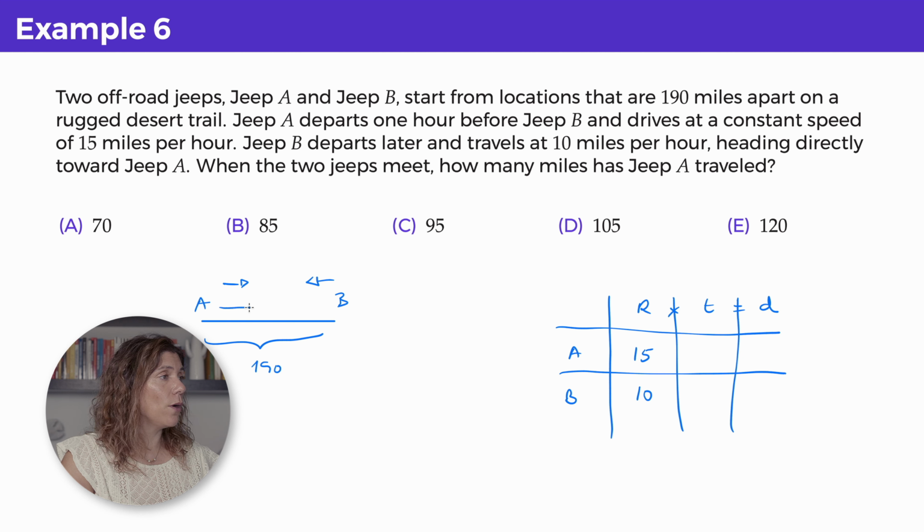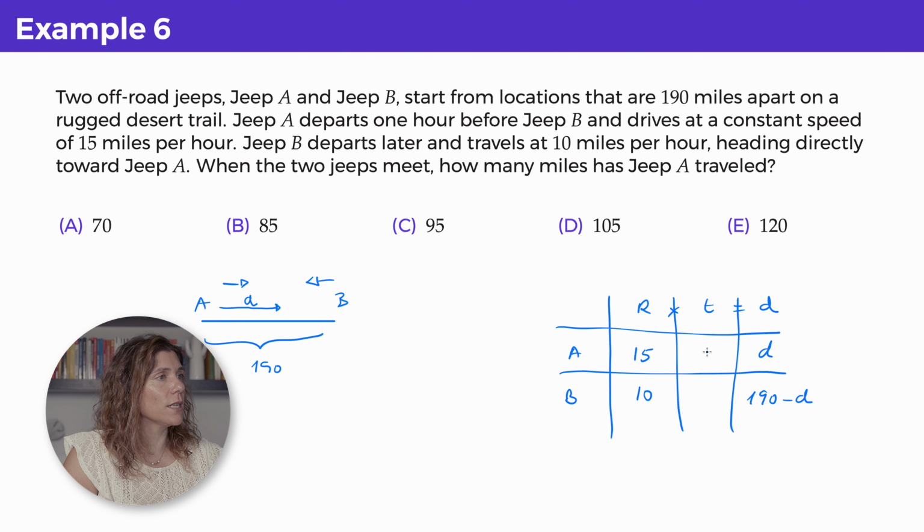So we want to know what was the distance traveled by Jeep A until it reaches Jeep B. So let's call it D here. So if A is traveling D miles, B is traveling all the rest. So that means 190 minus D. So let's write it here also.